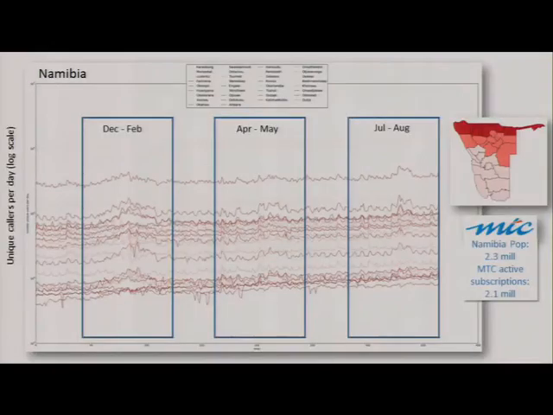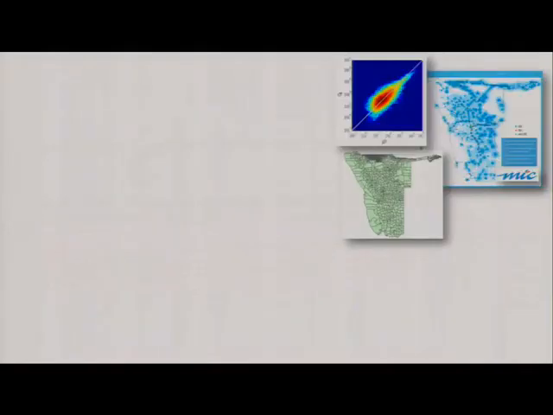So we were interested, was there this kind of huge mobility in Namibia? And the answer is that, yeah, at certain times of the year there is some huge movement. This is quite a complicated graph, but the key thing here is that this is callers per day on a log scale. So at certain times of the year, we see some huge movements. And this is from a sample of 2.1 million active subscriptions in a population of 2.3 million. So MTC has a pretty dominant position in Namibia, and we get a pretty good sample of movements.